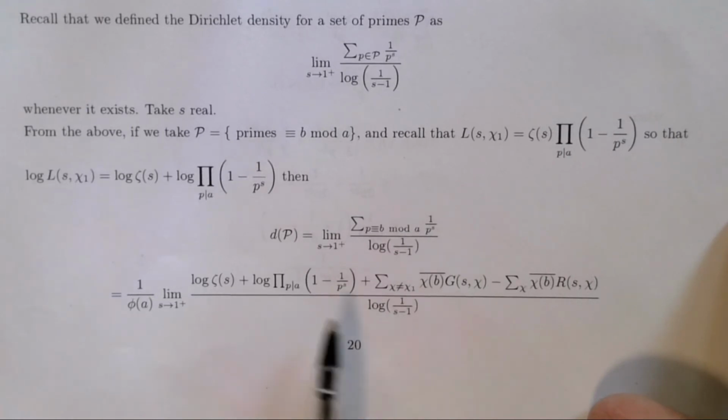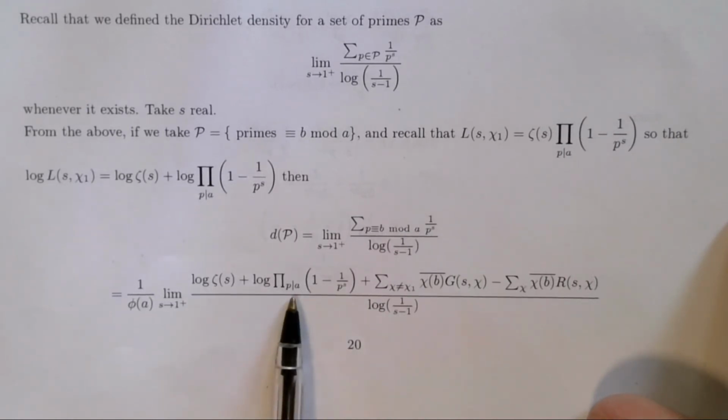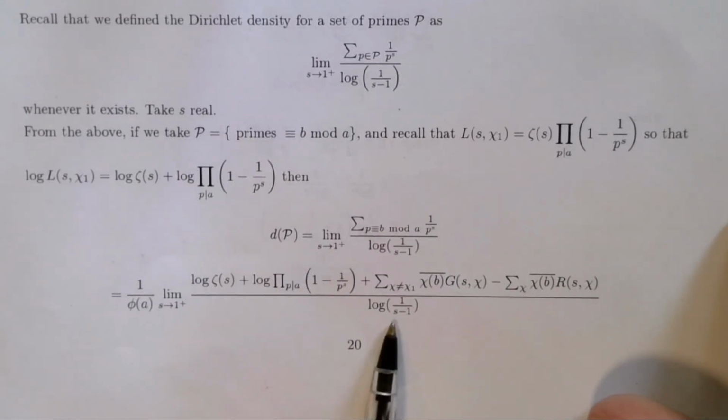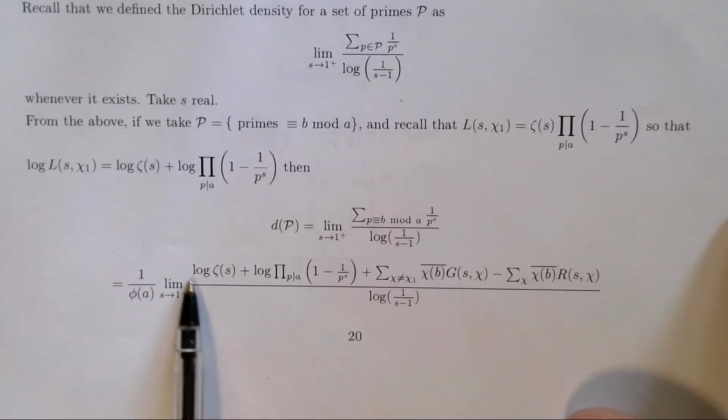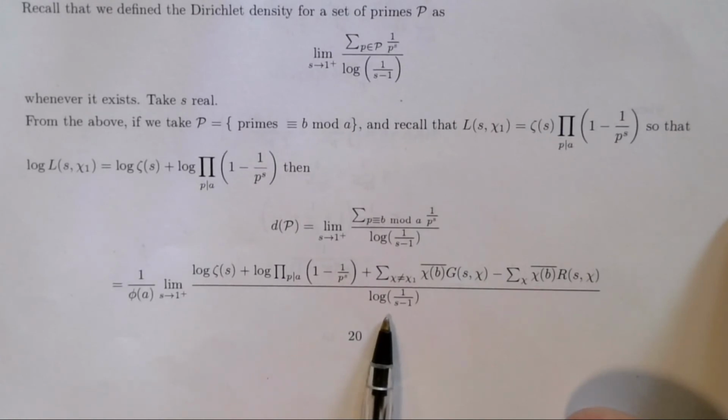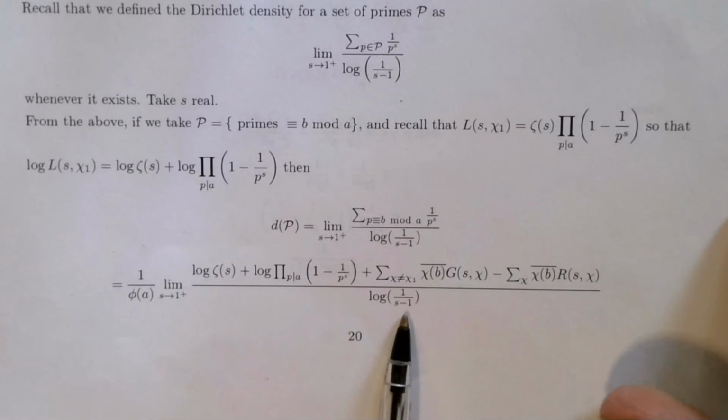This term is a finite sum, and so this finite number divided by this is going to 0 as s goes to 1. So I'm just left with the log of zeta of s over the log of 1 over s minus 1. And of course, we saw that one before; that goes to 1.